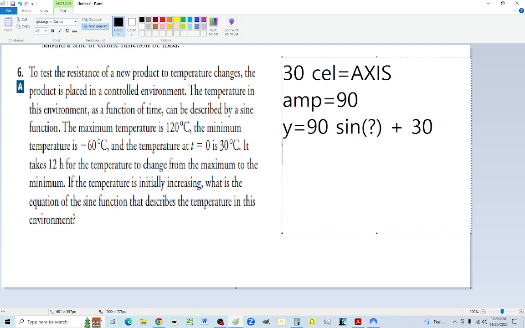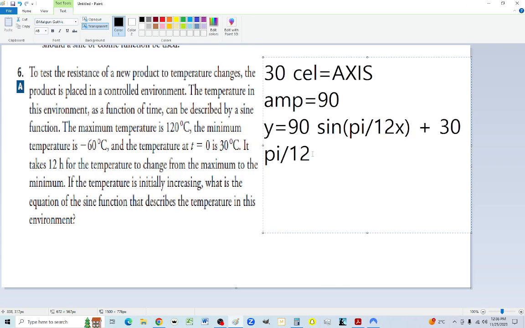Now right away they tell me between the max and the min takes 12 hours. Well, the max to the min is half the period. So that means the period is 24 hours. To change the 2 pi into 24, we take 2 pi and divide by 24, or pi over 12, which means right here we're putting the pi over 12 X.